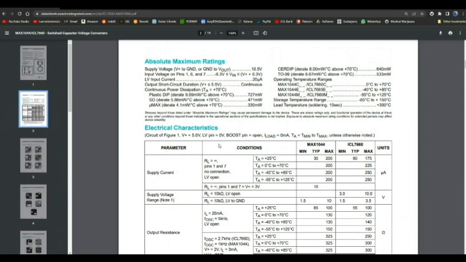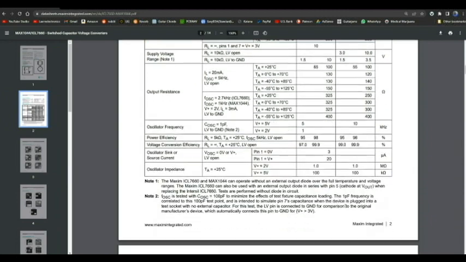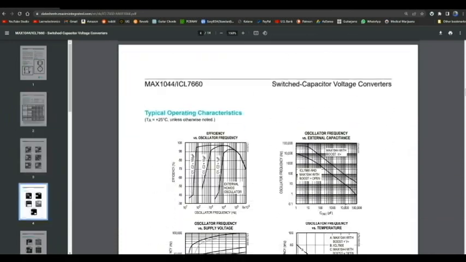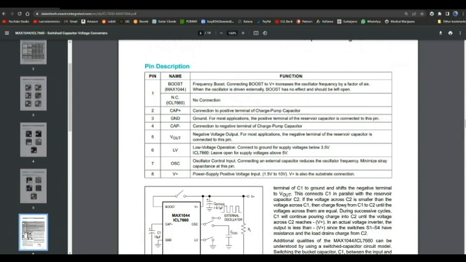Got some specs on it here: supply currents, supply voltage, output resistance, and our power efficiency. We're looking at a minimum of 95% efficiency, which is plenty. I mean, it's just fine. Come down here. You can pause this or anything. I'll put a link to this data sheet down below so you can see it.